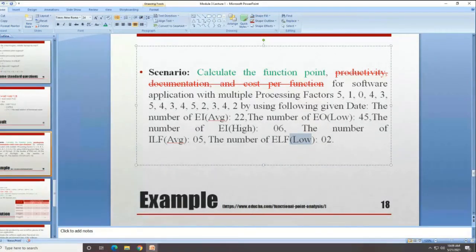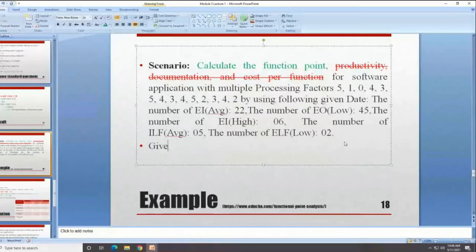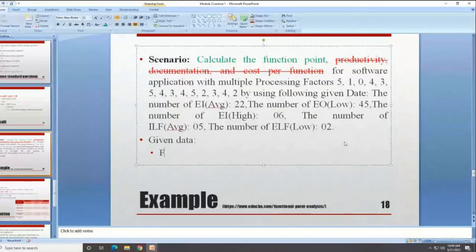So from this, what we are going to do is calculate the function point. Okay. So what is the input data they have given? They have given Fi, right? Sorry, the given data is Fi. What is Fi? Fi is the summation of all these things. Okay. Right. So Fi they have given.